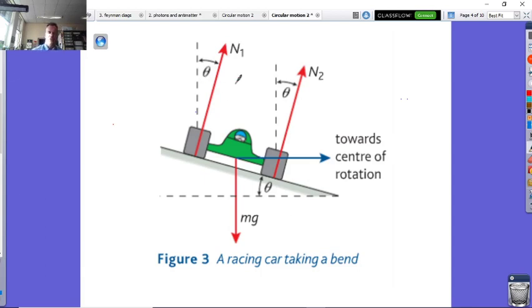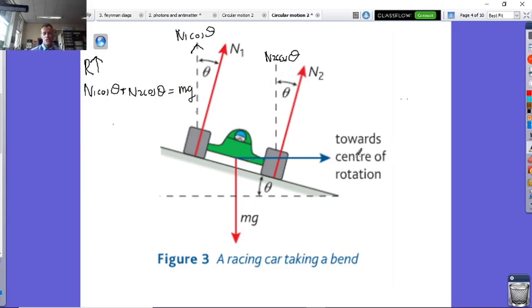Now, first of all, analysing this, you resolve components in a vertical direction. Therefore, the component going up there is going to be N1 cos theta. This one is going to be N2 cos theta. Now, if I go up and down, I know the total force acting up is going to be N1 cos theta plus N2 cos theta. That must equal everything going down, which is going to be mg. And that's my first equation.